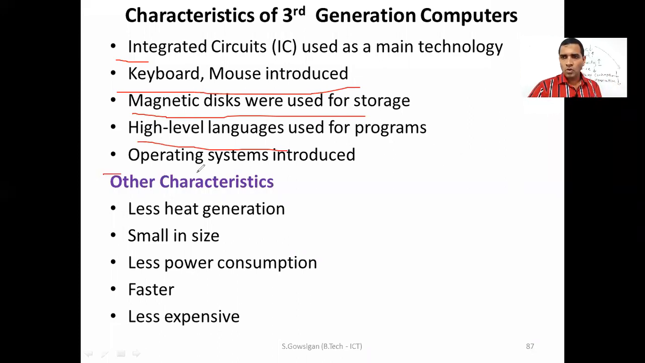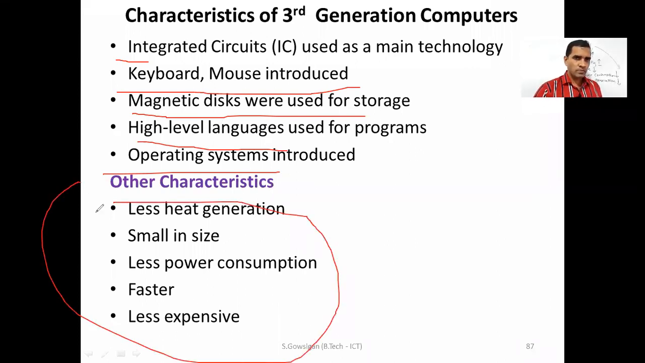Okay. Operating system introduced. If you know the word operating system, it's okay. Otherwise, leave it. An operating system is a program which is very crucial, very important for running a computer. Without an operating system, no computer works. So if your computer is running at the moment, it means there is an important software called the operating system running. That operating system was introduced during the third generation. And I have listed some of the other characteristics.